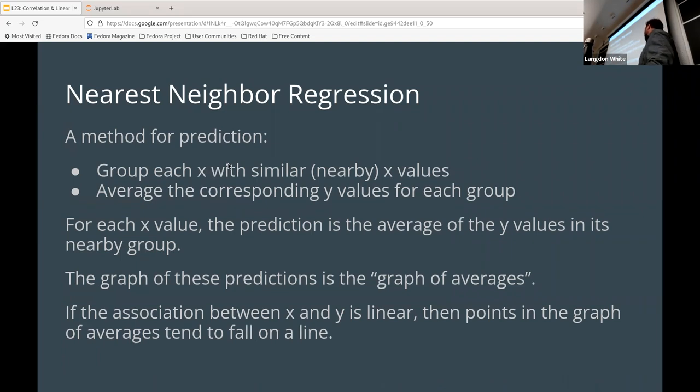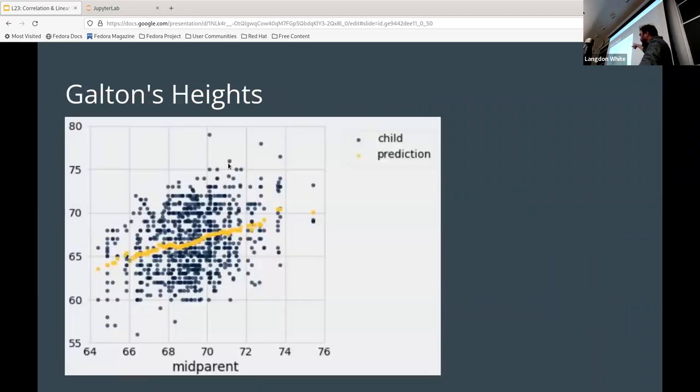And if the relationship between X and Y is linear, then the points in the graph will fall mostly on a line. You start to get messy because of outliers or whatever, but in general, they'll fall mostly on a line.